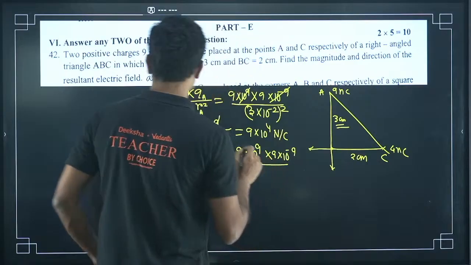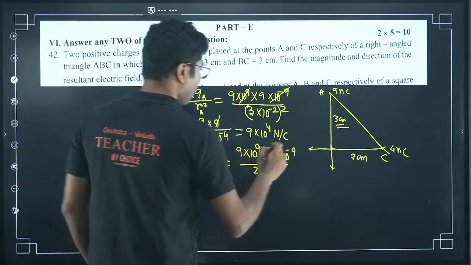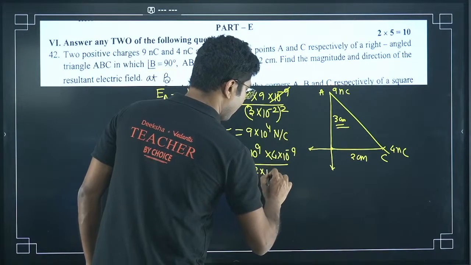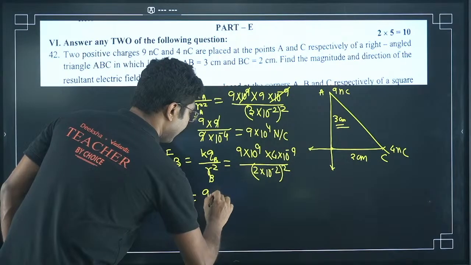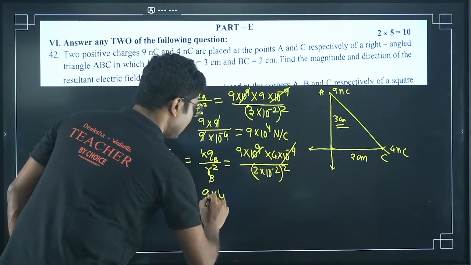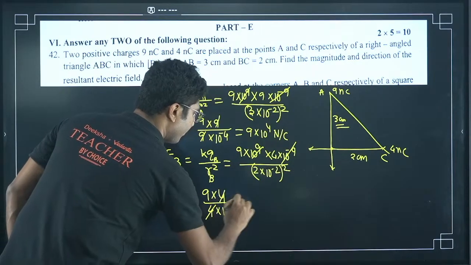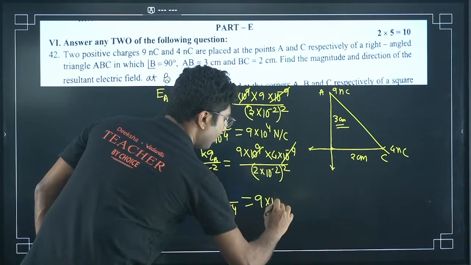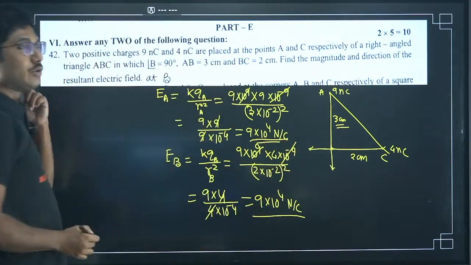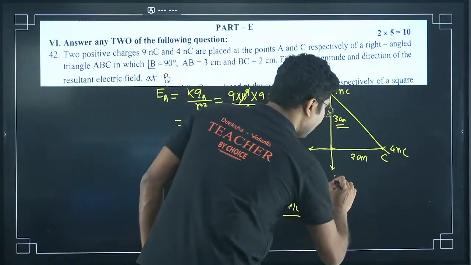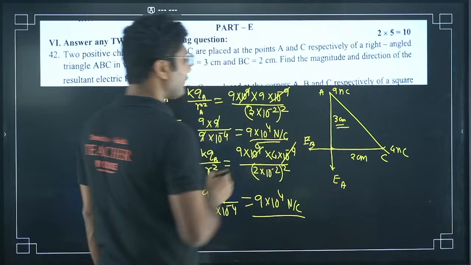Divided by 2, sorry, this is not 9, this is 4. Okay, 4 into 2 into 10 to the power of minus 2 whole square. So it will be 9 into 4, obviously they cancel, and we get 4 into 10 to the power of minus 4, 4 cancels, and we get 9 into 10 to the power of 4 Newton per coulomb. So if you see, both electric fields are equal in magnitude. So EA and EB, they are of equal magnitude.